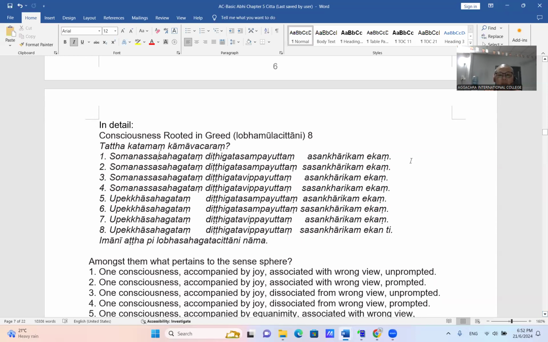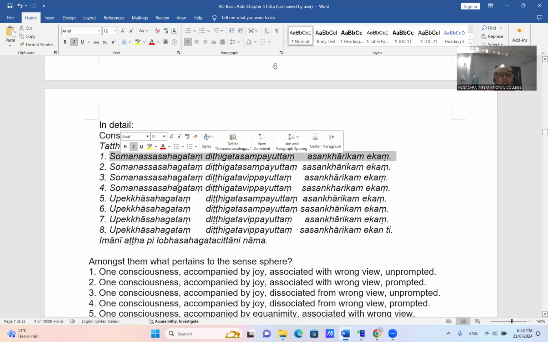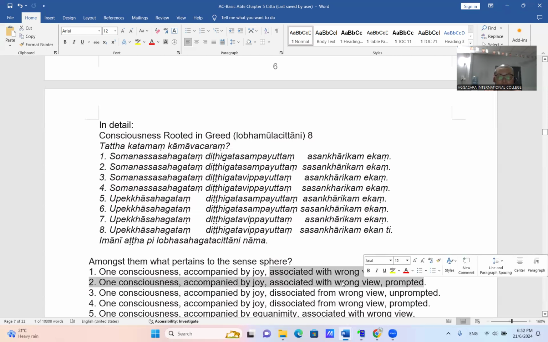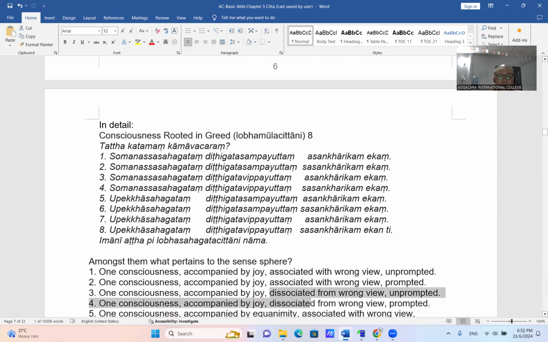So first, to remember the Pali, I will not ask in the exam, all right? So you just remember Somanassa-sahagatam ditthigata-sampayuttam asankharikam ekam. Then Somanassa-sahagatam ditthigata-sampayuttam sasankharikam ekam. Or if you don't want to remember the word ekam, it is also no problem. Then after that, this is associated with wrong view. For the next one, you just change it to dissociated from wrong view. All right. 3 and 4 are dissociated from wrong view.